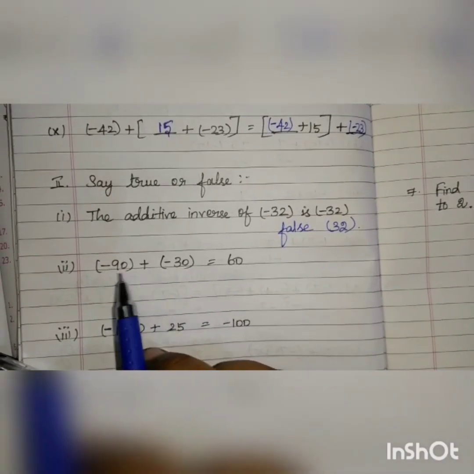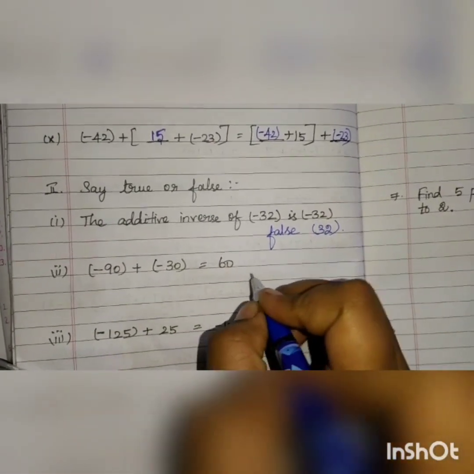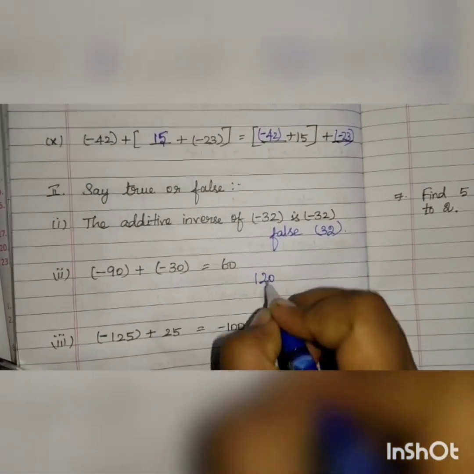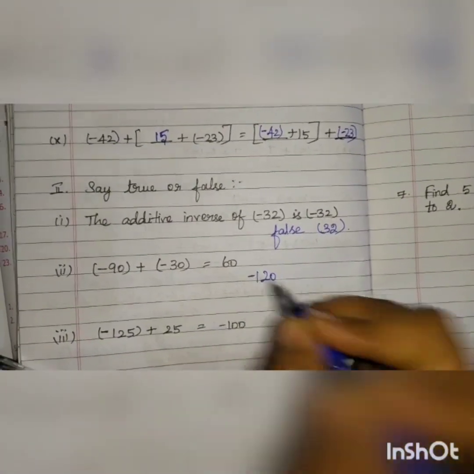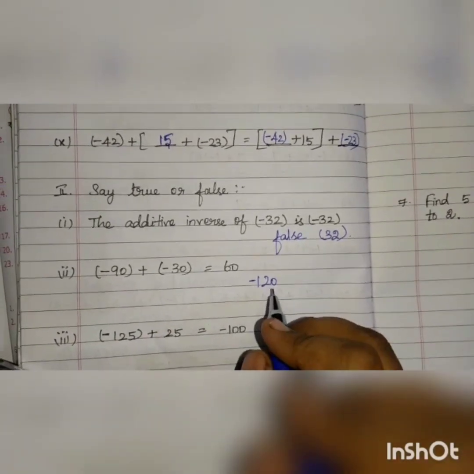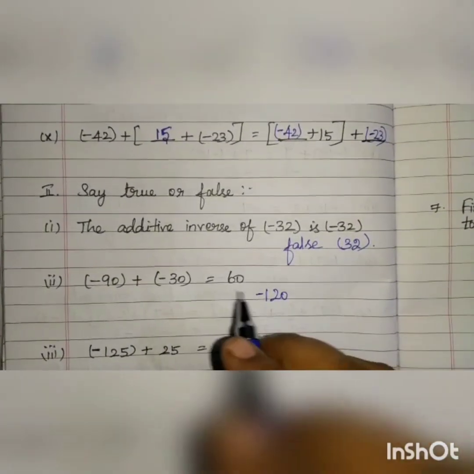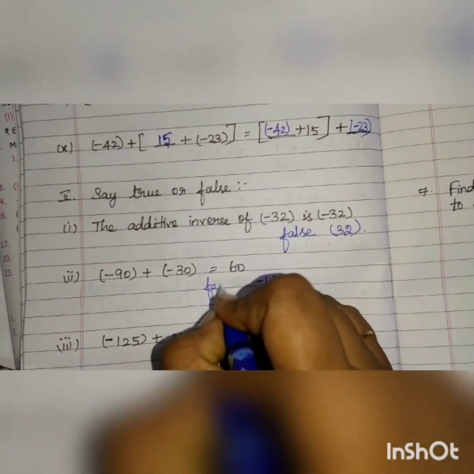90 plus 30 is 120. Very good. The bigger number is minus, so minus 90. 90 is the bigger number, so the minus symbol will be given. Minus 120 only will come as the answer. But here they have given 60, so we just write false.